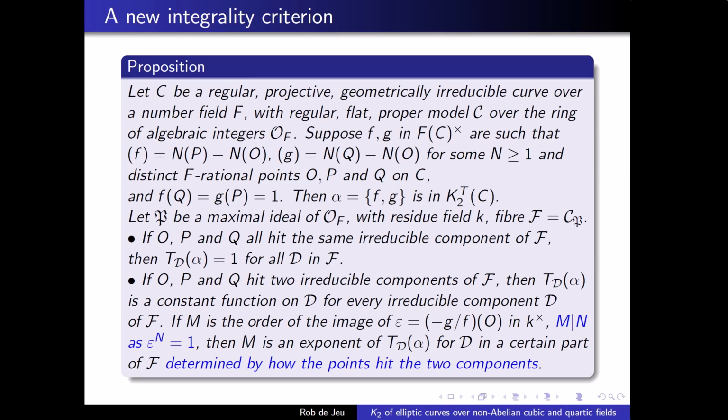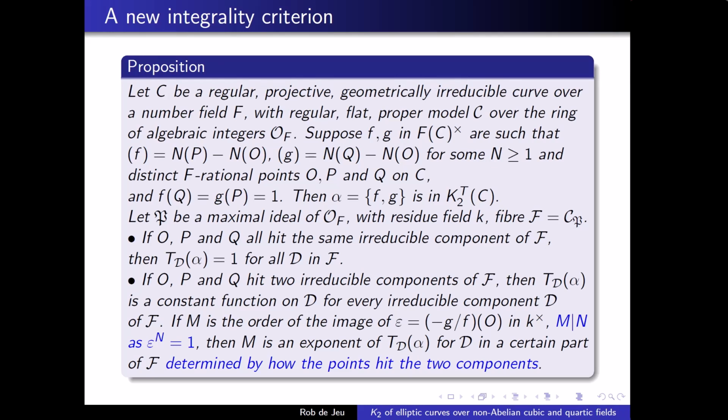Anyway, we wanted to do a little bit better in the current paper, and due to other things in the paper, we ended up with the following criterion. Let me just summarize. If a nice model, from the torsion points O, P, and Q, suppose that N·P minus N·O is divisible by F, and similarly for G with Q. Then it really depends on how many of the components in your fiber you're going to hit by O, P, and Q.